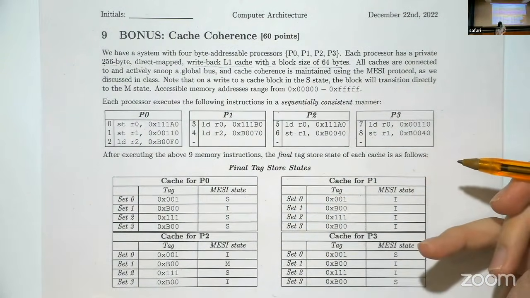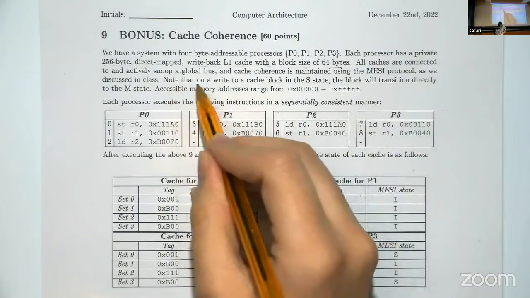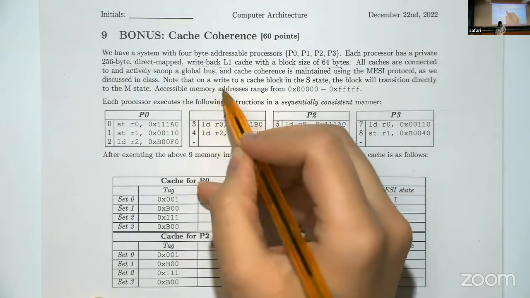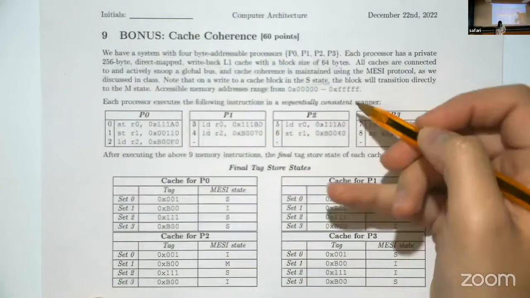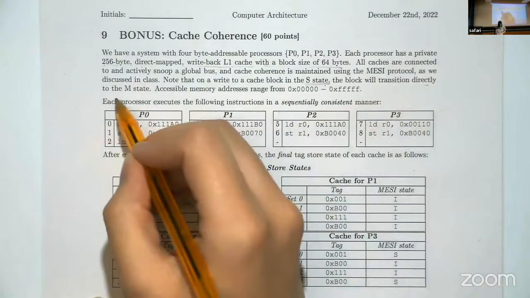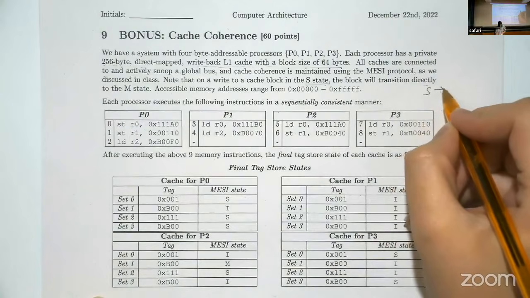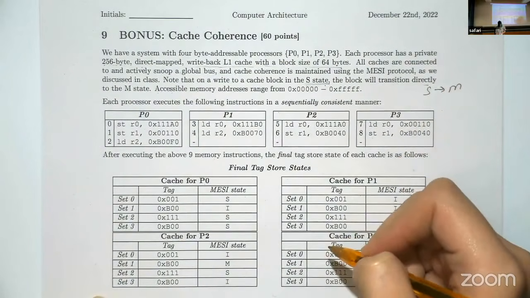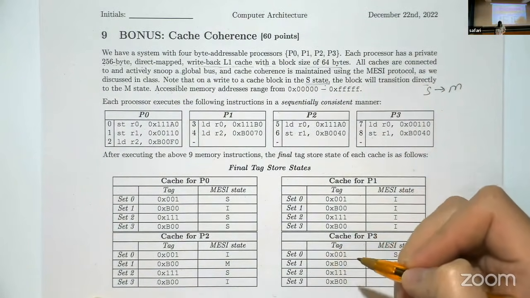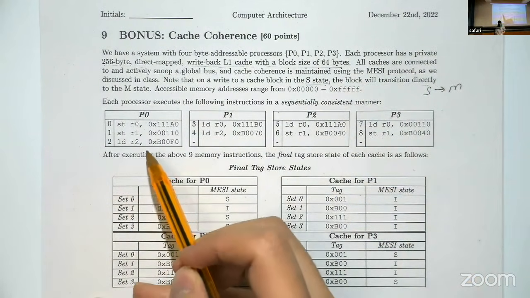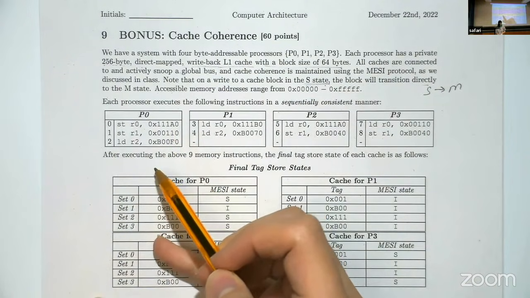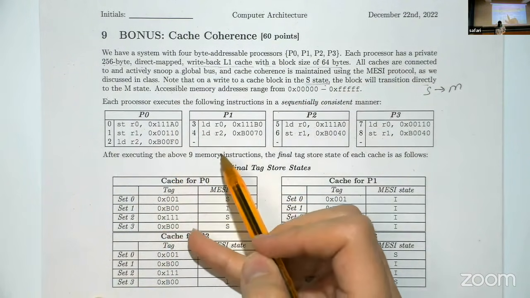Here we have a note. It says that when we write to a cache block which was in the S state, shared state, the block will transition directly to M state. So this is good to remember during the question. Here you can see different instructions will be executed in different processors.